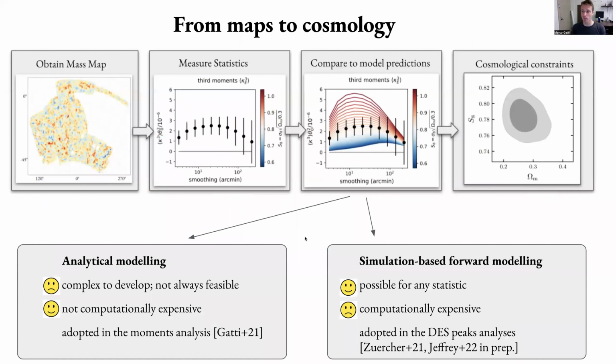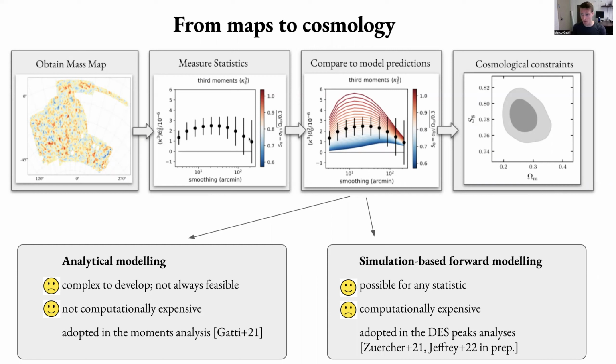Now, how do you go from the map to cosmological constraints? This process is very similar for any cosmological analysis, but of course for non-Gaussian statistics, you have some subtle differences. So you start from a map, that's the map I just showed to you. Then you need to measure a summary statistic in your map. In this case, these are third moments, which again are a probe of the skewness of the map. Given a map, the skewness is just a number. Here you see multiple points because you want to smooth your map with different smoothing scales to highlight features at different scales.